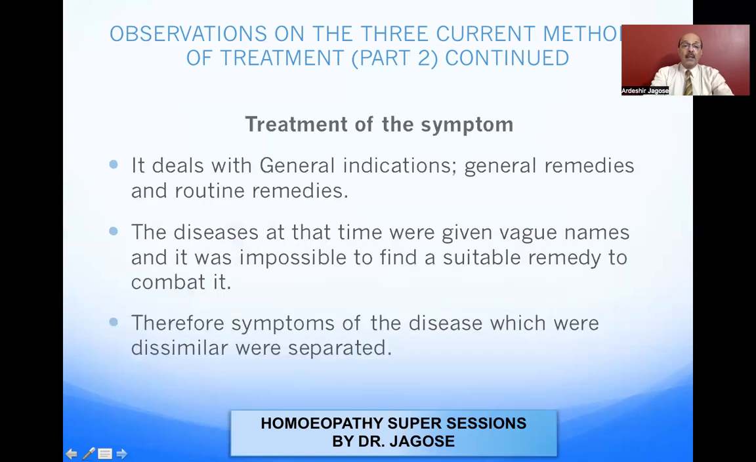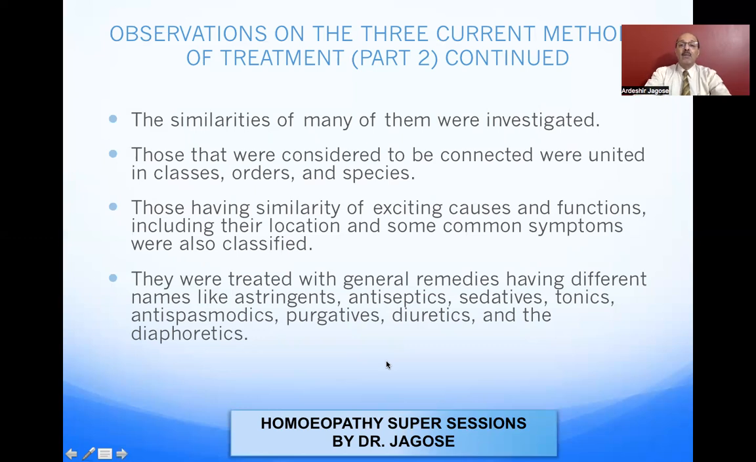So the symptoms of the disease which were dissimilar were separated, and the similarities of many of them were investigated. Those that were considered to be connected were united in a class, order, or species. So according to the similarities, the medicines were classified into a class, order, or species. Those having similarity of exciting cause and functions, including the location, and some common symptoms were also classified.